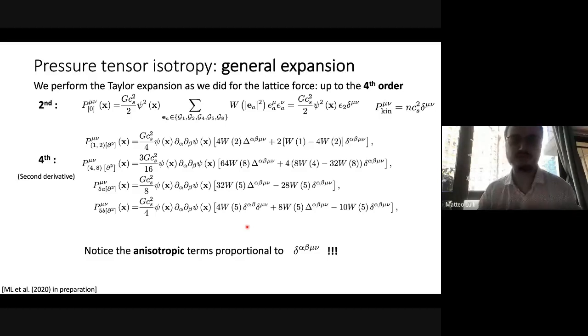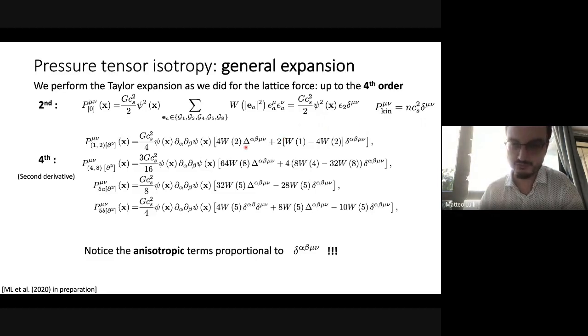So let's discuss the general expansion of the lattice pressure tensor, which is missing in the literature because typically people present the flat interface expansion, which is more straightforward to derive. And we do this by separating the contribution of each vector group again. So at the second order, we retrieve again the isotropic contribution, which is the bulk pressure for the Shan-Chen model that has been presented already in previous works during this conference.